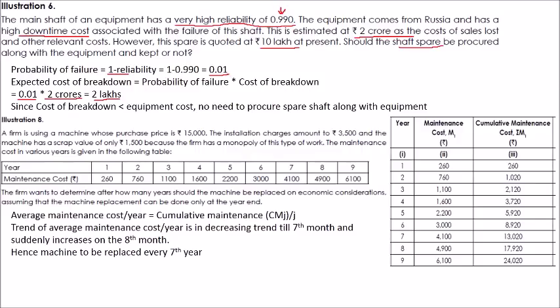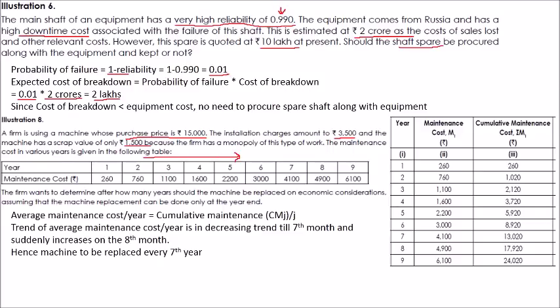Illustration number 8. A firm is using a machine whose purchase price is 15,000 rupees, installation charge is 3,500 rupees, and the scrap value is 1,500. The maintenance cost for various years is given below. For all the years the maintenance value is given, and you can see that the value keeps on increasing every year.